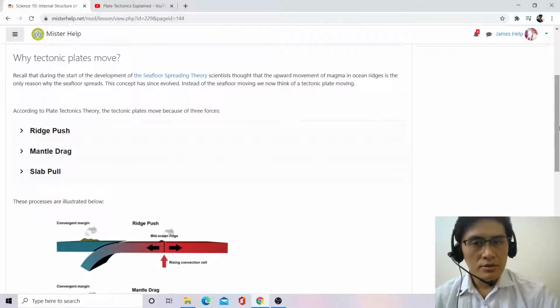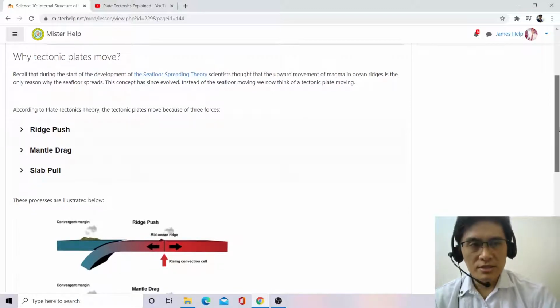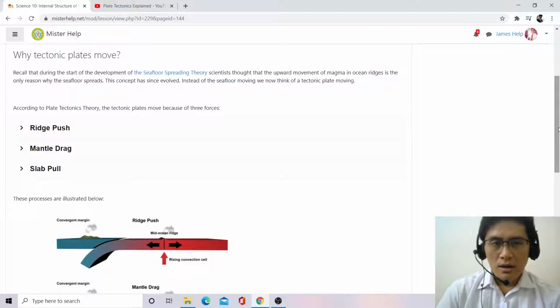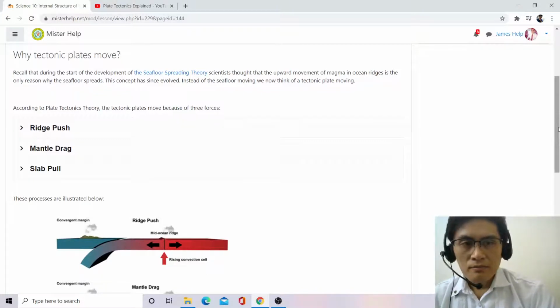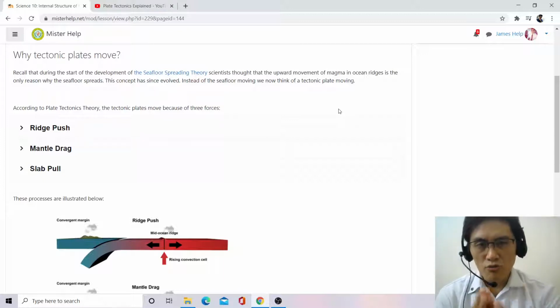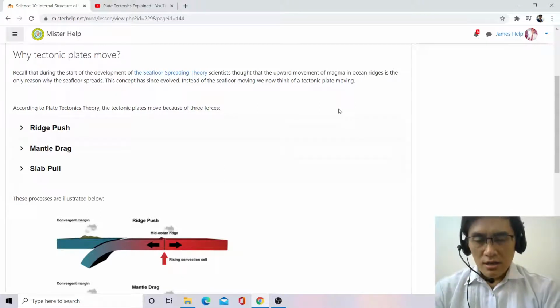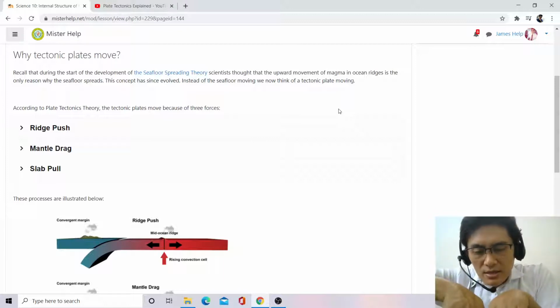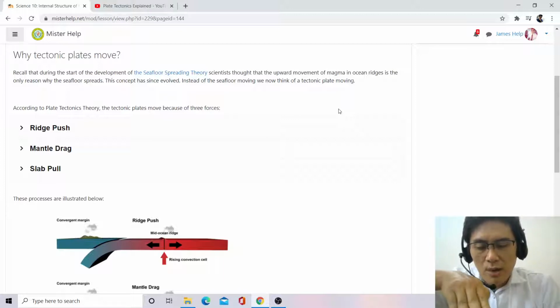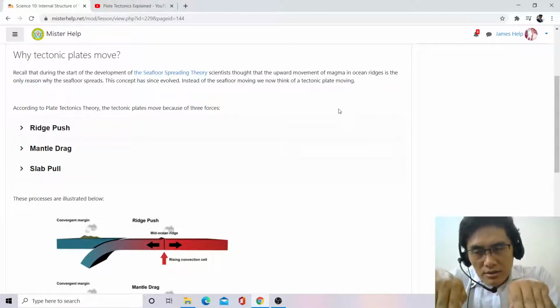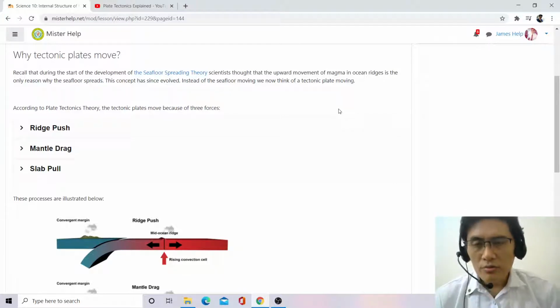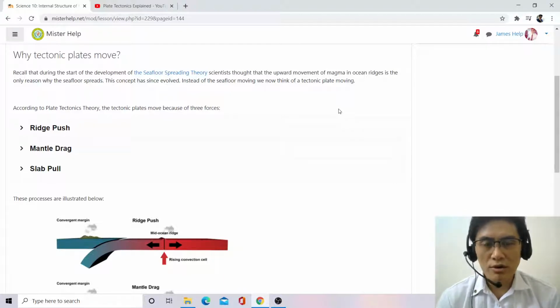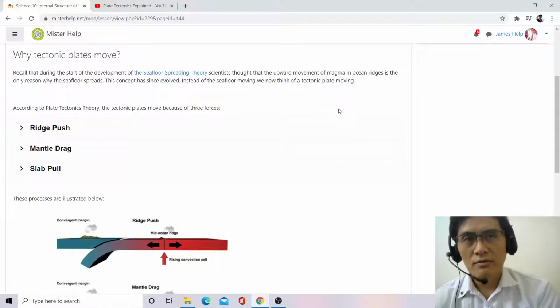So if we look at our asynchronous activity 4, the last time, for week 7, I think, there's an explanation there. Recall that during the start of the development, scientists thought that it's the upward movement of magma in ocean ridges that causes the seafloor to spread. So you have these two plates. When magma comes out because of convection currents, the upward movement simply parts the two segments sidewards. While that is true, there are actually other explanations for that according to the tectonic plate theory, now that we have a lot of data for it.